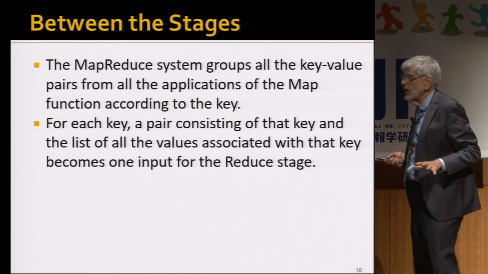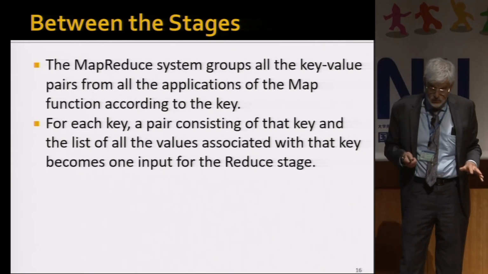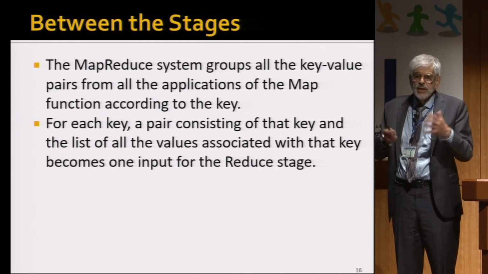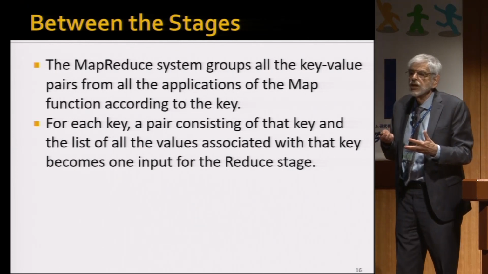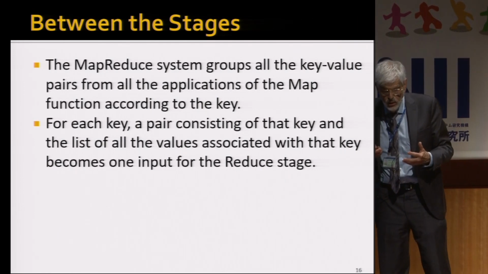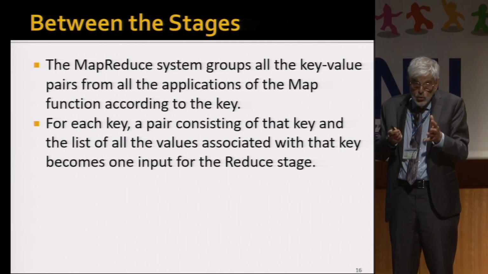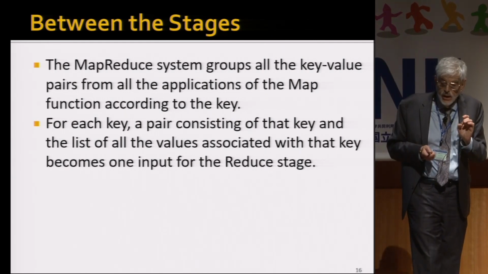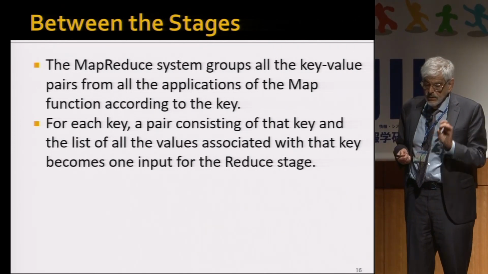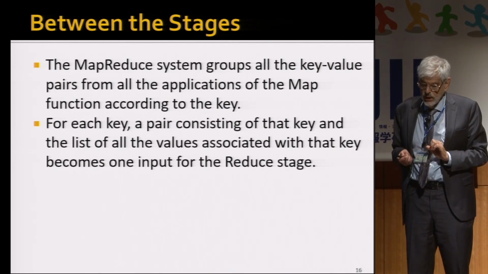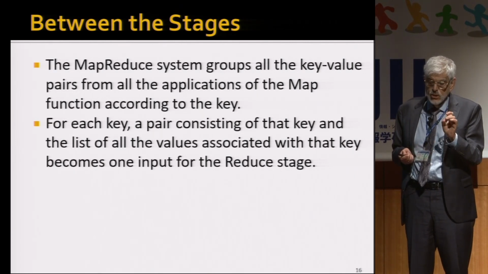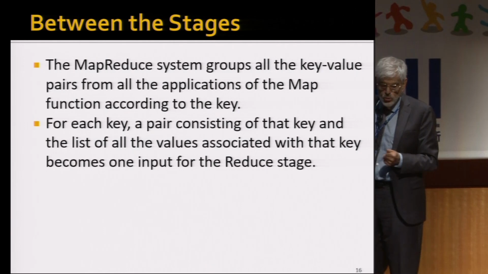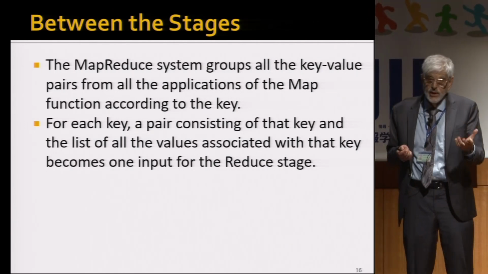Now, behind the scenes, what's going to happen? The system groups all the key-value pairs that all the applications of the map function have generated, and it groups them according to the key. And it assembles for each key a pair consisting of that key and the list of all the values that are associated with that key that it has found. And then these key-list-of-values pairs become the input to the reduce stage, which means you have to write a reduce function that can handle that.